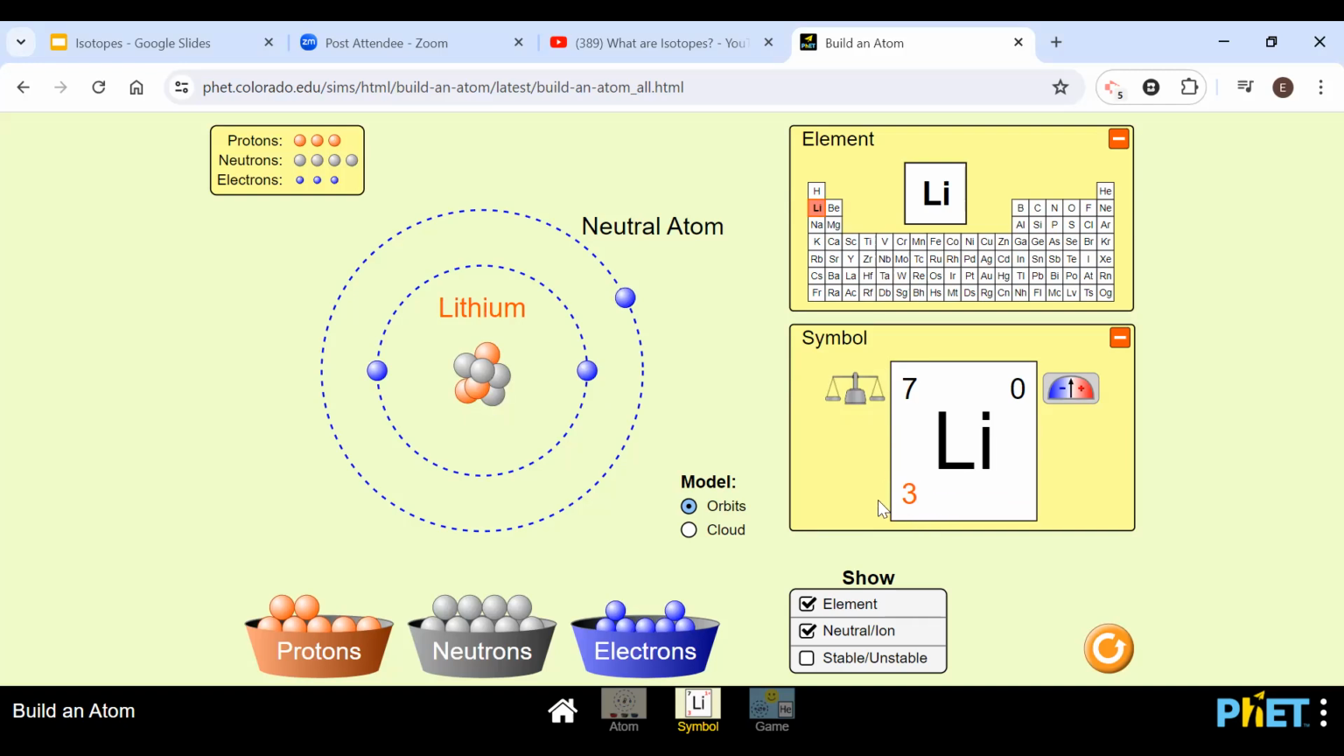And this number means the number of protons. There are 3 of them. And this 0 means that this is a neutral atom. The net charge is 0. It has no charge.